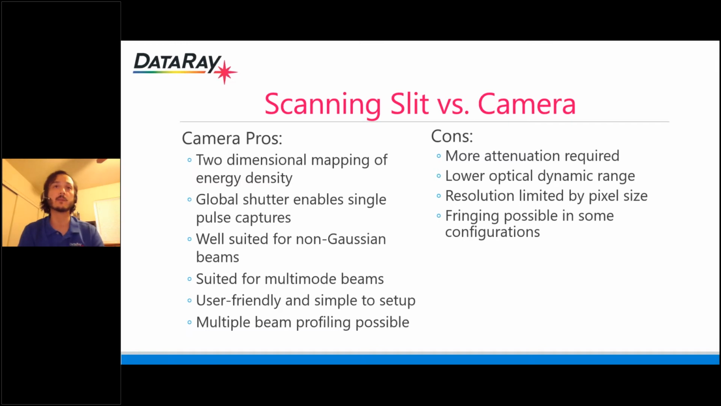Generally, the beam is focused directly onto the sensor or is aimed directly on the sensor. So this requires more attenuation generally. You have a lower optical dynamic range with cameras, and the resolution is limited by the pixel size. So you can't go down to as small beams as you can with a scanning slit profiler. Fringing is also possible in some configurations.